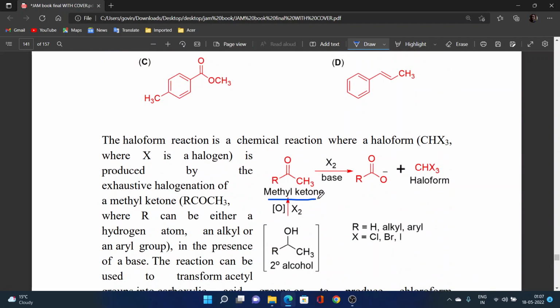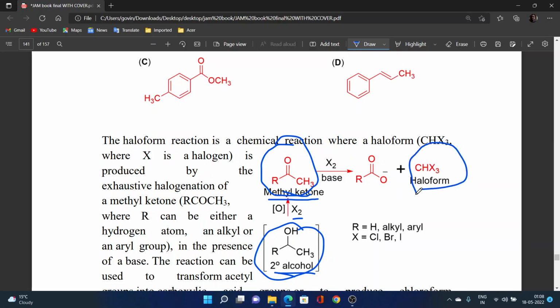So what we need is a methyl ketone or a secondary alcohol where CH3 is attached to the carbon on which OH is there. Again, secondary alcohol because you want it to form ketone. So in the first step X2 is halogen, generally I2, iodine plus OH minus. It gets oxidized in the first step, it forms methyl ketone. Remember, this is not what is undergoing reaction. The reaction which undergoes haloform is methyl ketone, and then you get CHI3 which is the iodoform, CHCl3 will be chloroform, things like that.